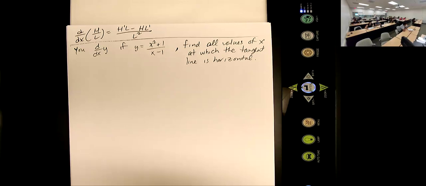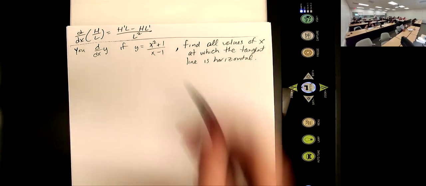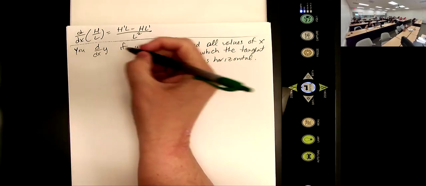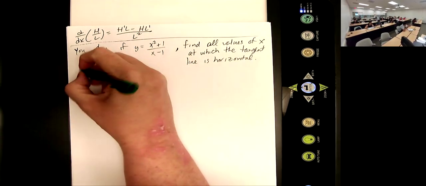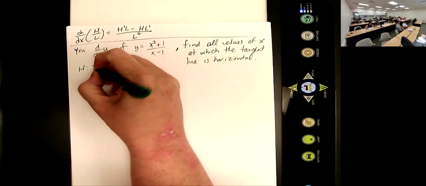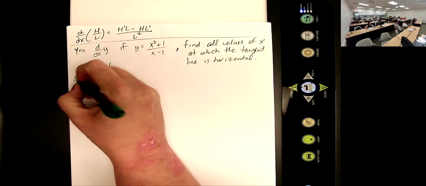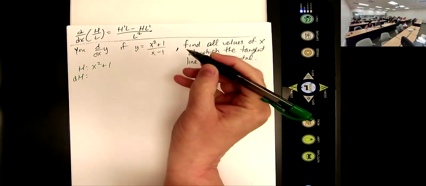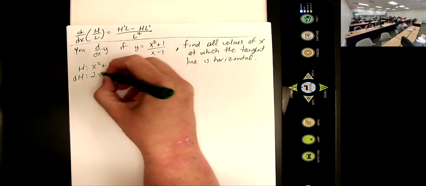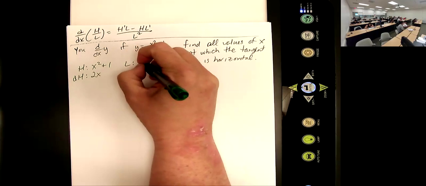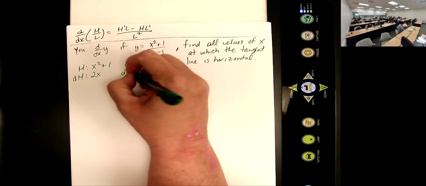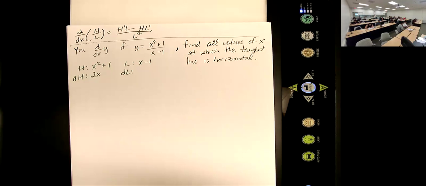Pins look like they're not moving, so let's do it together. I've got high is x squared plus 1, so the derivative of high is what? 2x. My low is x minus 1, what's the derivative of low? This is 1, right? That always throws students off.